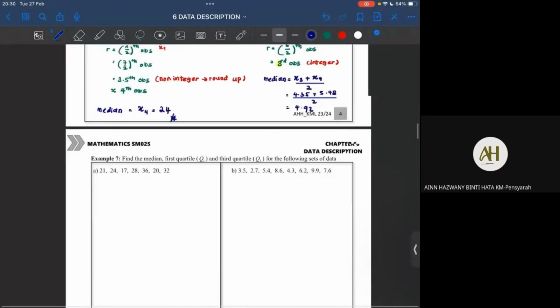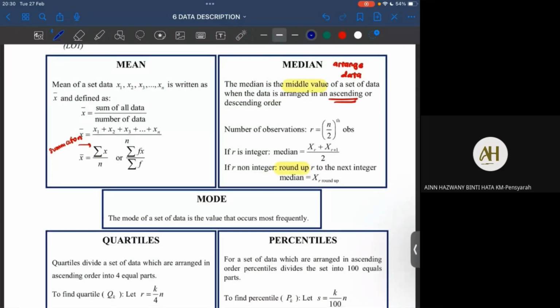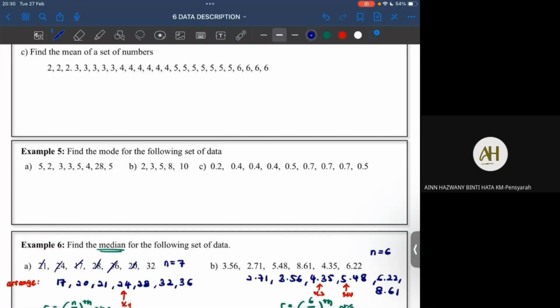Okay, now moving on to the next part, which is mode. Mode is no problem, the easiest. Okay, mode is the value that occurs most frequently. That is just the definition, simply put, the one that appears the most. Example 5, what is the mode for example 5? 5.